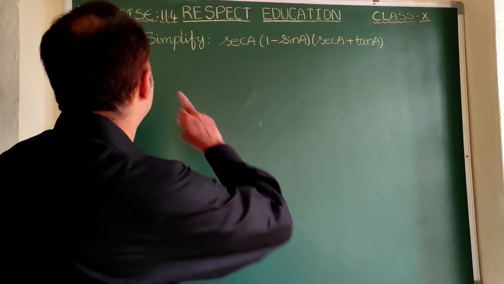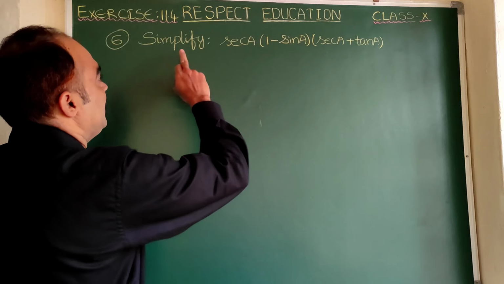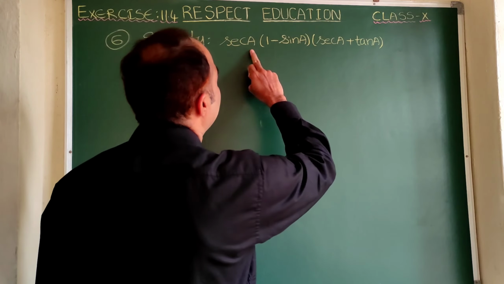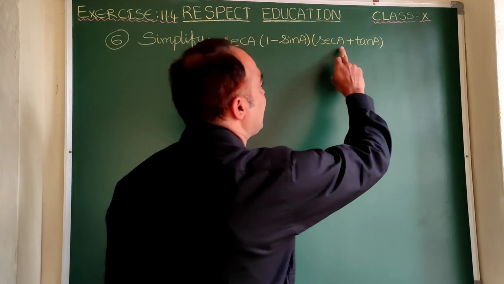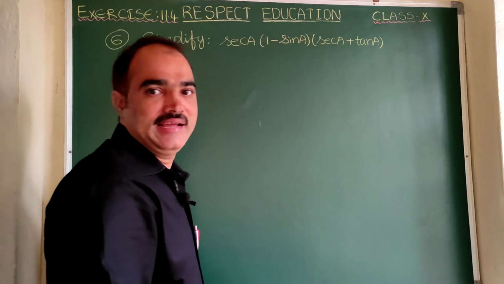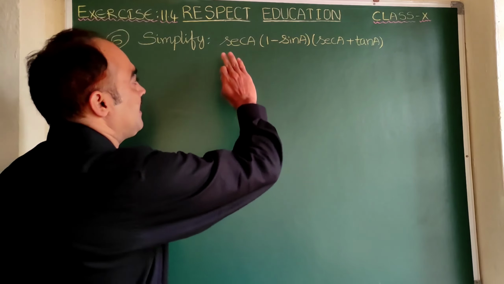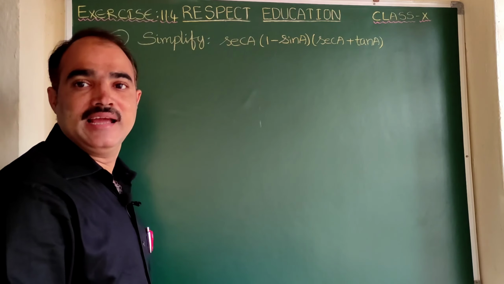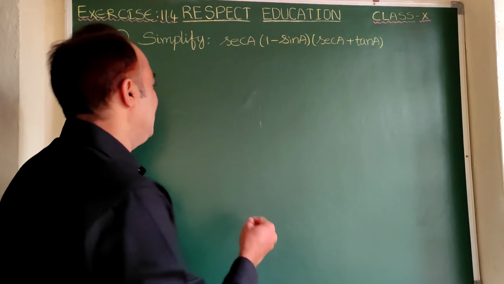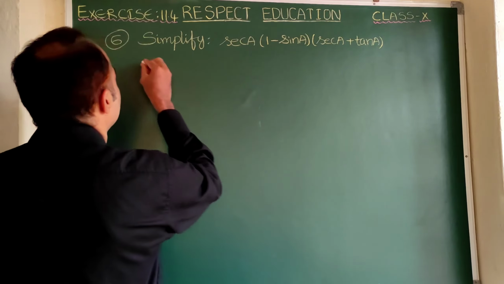Now we see question number 6. Simplify secant A into 1 minus sin A into secant A plus tan A. Here let us convert the complete problem in terms of sin A and cos A. Let us start solving.